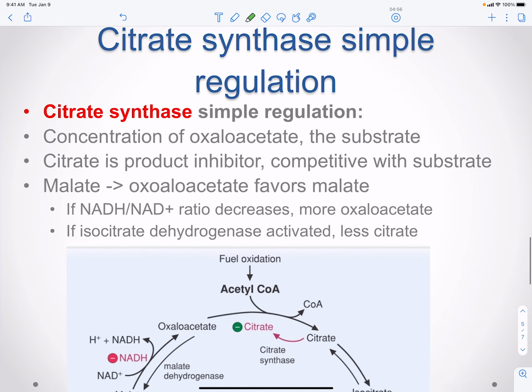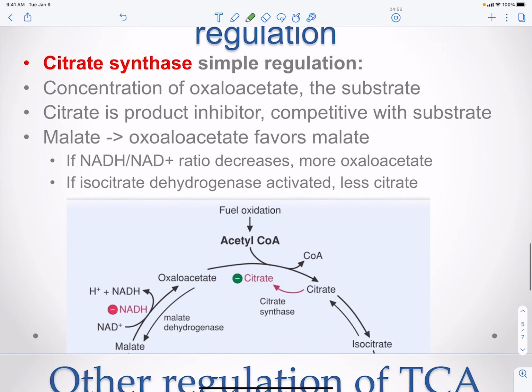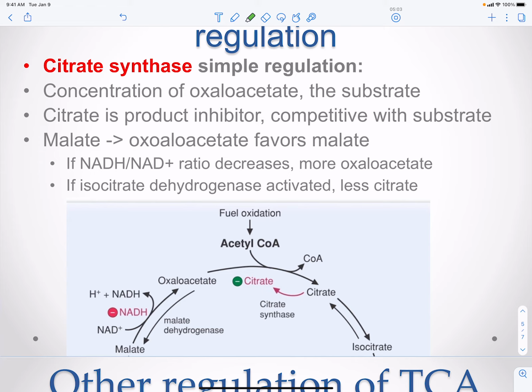So citrate synthase is pretty simple. It's going to be a feedback regulation. So again, citrate synthase is going to be negatively regulated by citrate. And another side over here is malate. So we have malate and oxaloacetate. The formation of malate is going to be favored over oxaloacetate.